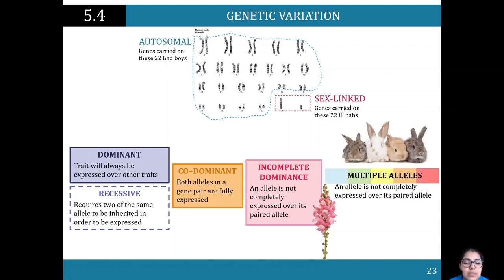Finally, multiple alleles. Multiple alleles is when one allele is not completely expressed over its paired allele. One thing I will again quickly clarify when we talk about alleles is that, think of it this way. An allele is basically like a flavor of certain things, right? So for example, we have a gene for eye color. The alleles can be blue or brown or green or hazel or whatever.